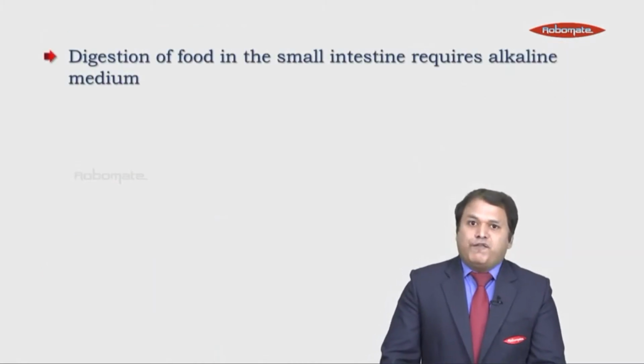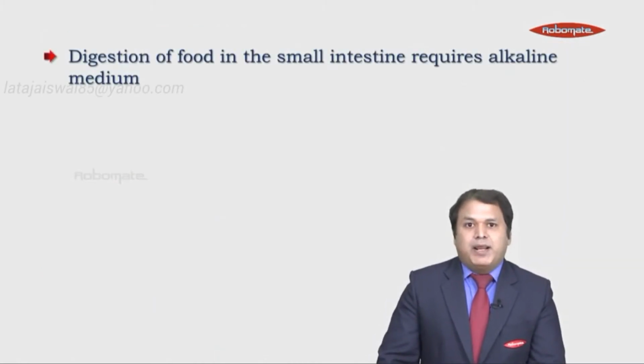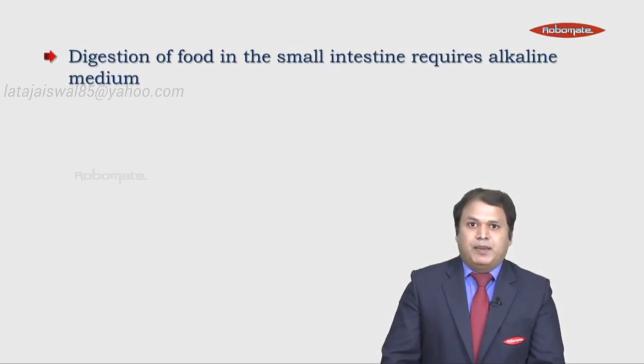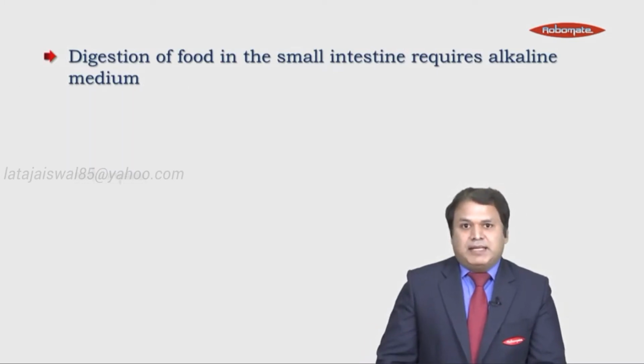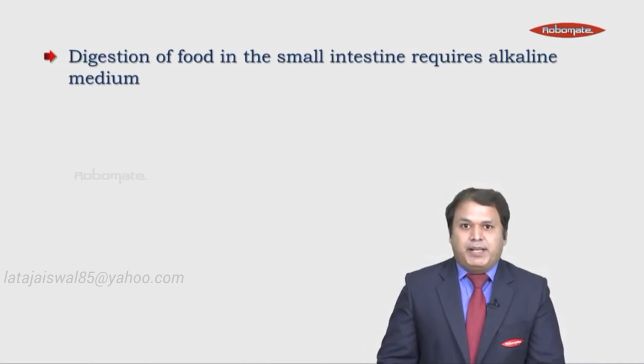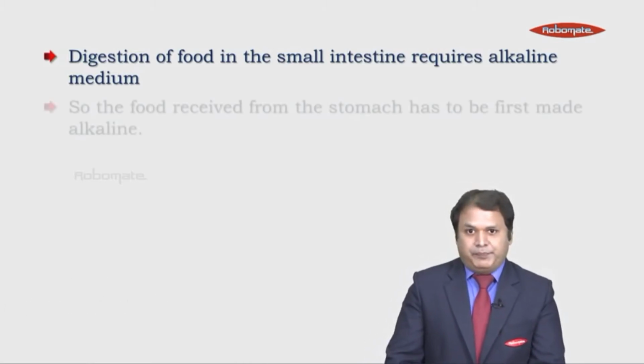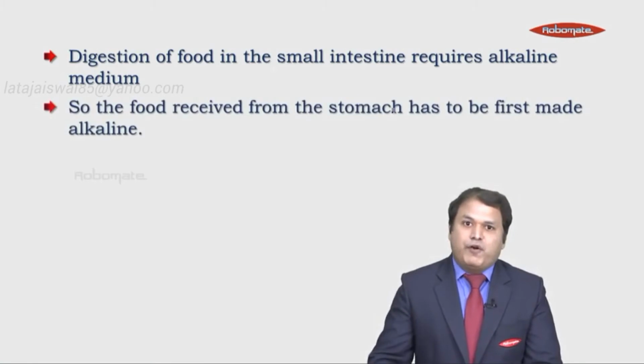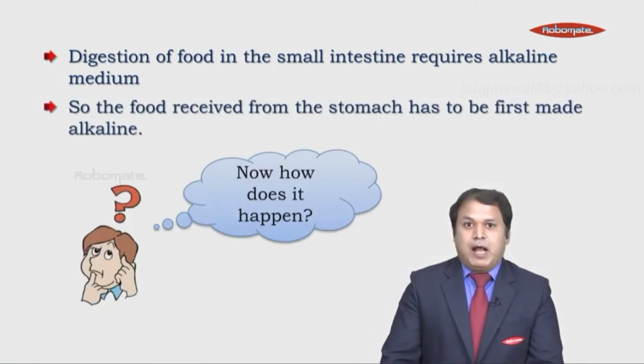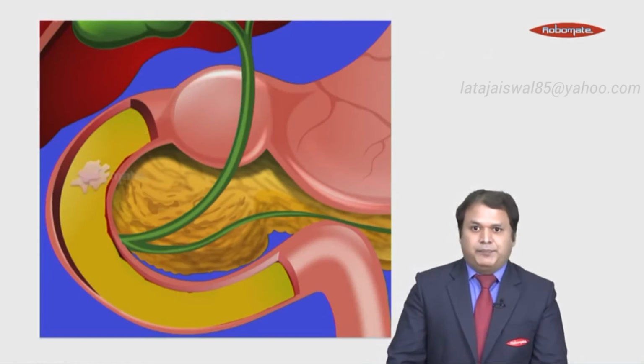Now digestion of food in the small intestine requires alkaline medium. We saw that in the stomach the digestion of food required acidic medium, but here it is opposite. It requires alkaline medium. So the food received from the stomach now first has to be made alkaline. How does this happen? Let us see.